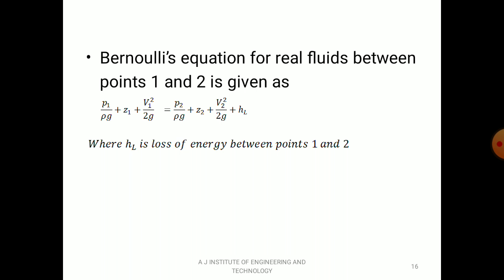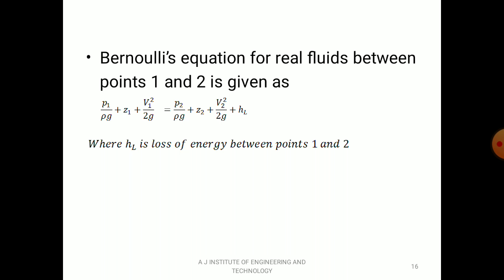You may ask the question, why you have to consider it for section 2? Because the fluid is flowing from 1 to 2. Initially it has no energy loss, but eventually as it flows from 1 to 2, because of the friction we are going to get some energy loss. So when it reaches 2, there is an energy loss that should be added to the point 2 side in the expression. So P1 divided by rho g plus Z1 plus V1 square divided by 2g equal to P2 divided by rho g plus Z2 plus V2 square divided by 2g plus HL, where HL is loss of energy between points 1 and 2.